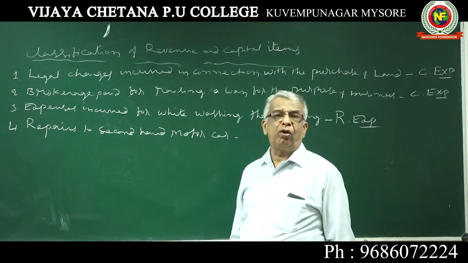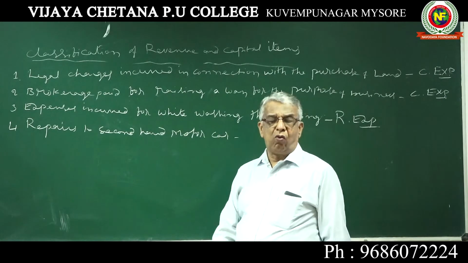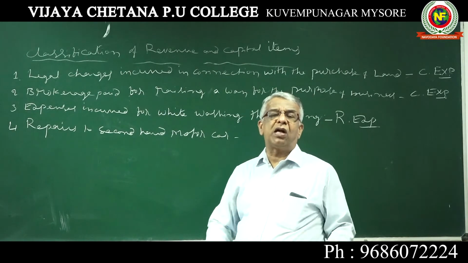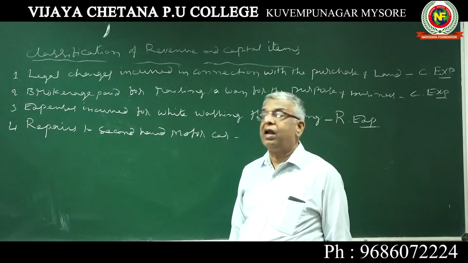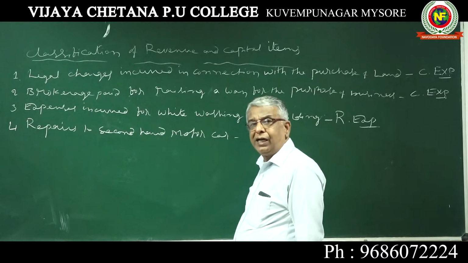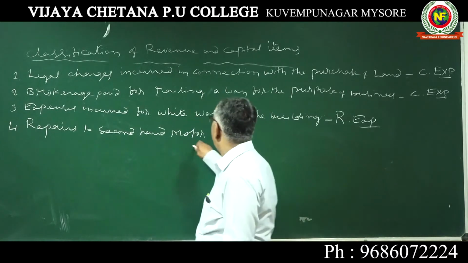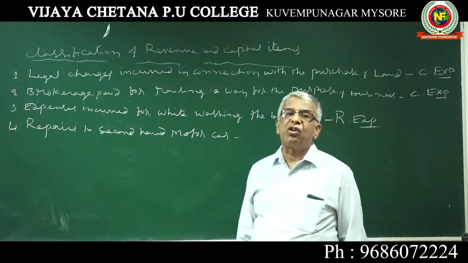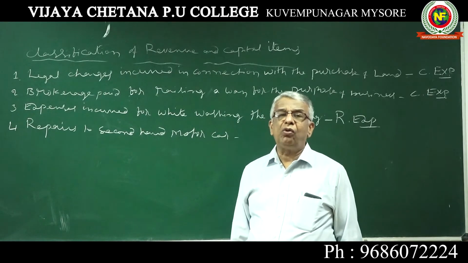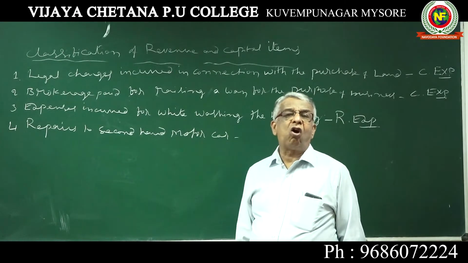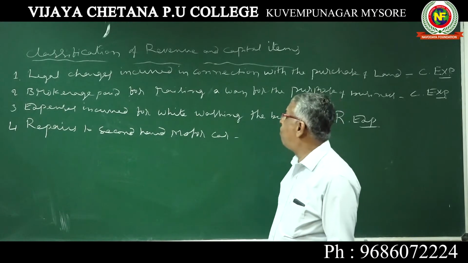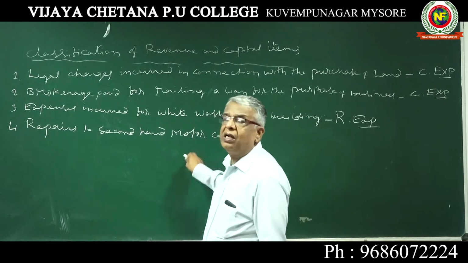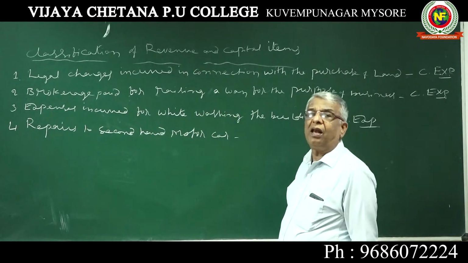Suppose you have purchased a motor car by paying 1 lakh rupees. To make that vehicle fit, suppose we have to spend some 10,000 or 20,000. The amount we have spent to get that second-hand motor car repaired is a part and parcel of the cost of the motor car. So we include these repair charges in the cost of the motor car. Therefore, the amount spent for repairing a second-hand motor car is a capital expenditure.